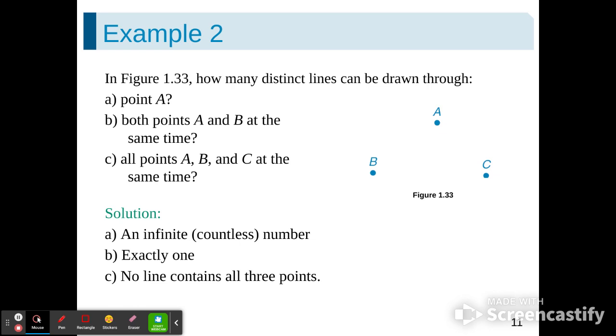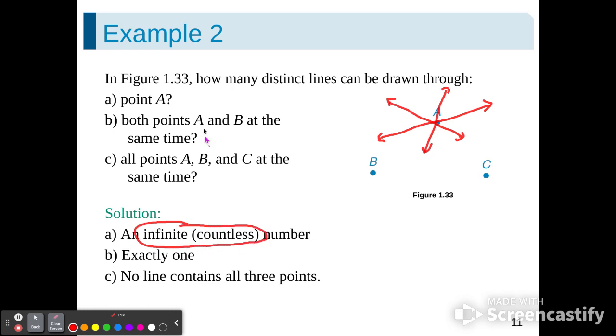In figure 133, how many distinct lines can be drawn through point A? In point A, that would be infinite, because when you think about it, we could draw any combination of lines. If we're going through point A, we could draw a line like this. Sorry, I didn't put arrows on there. We could draw a line like this, and we could just keep going for days drawing lines. And that's why we call that an infinite or countless number of lines that can be drawn through A.